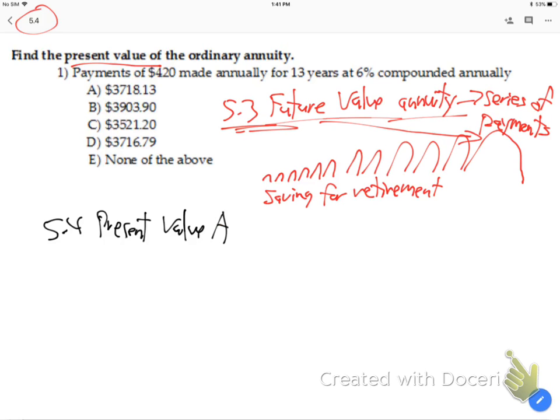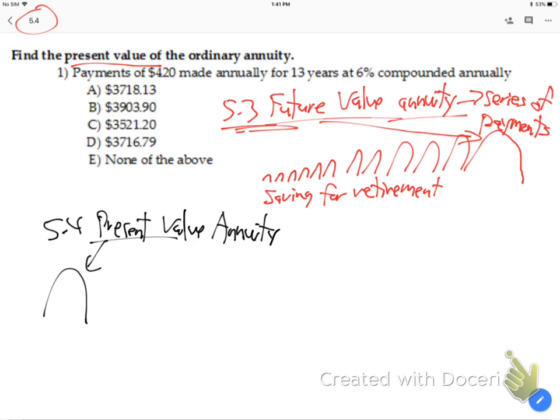So this one, 5.4 today, is present value of an annuity. So it's still an annuity. It's still a series of payments. But we're talking about the pile being now, in the present. So it's a big old pile now. And what we're going to do is pull off this pile. So what's that? Well, that'd be like after you retire.